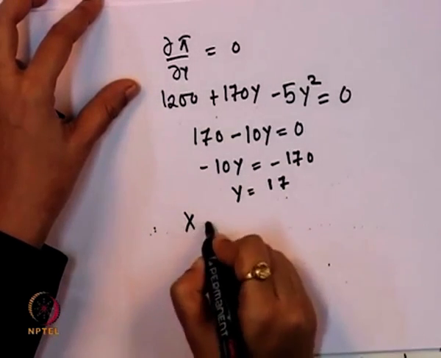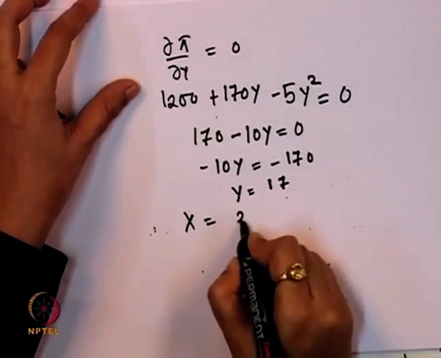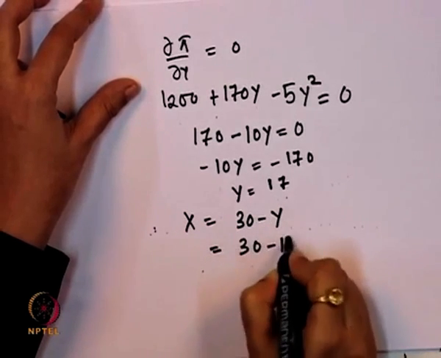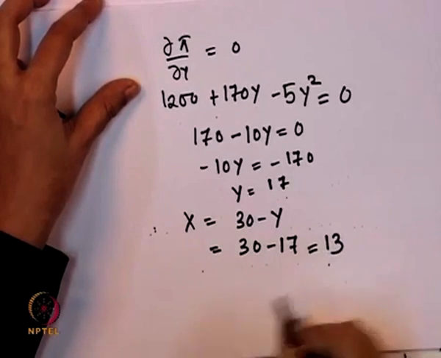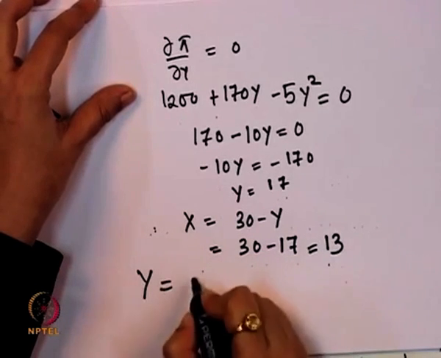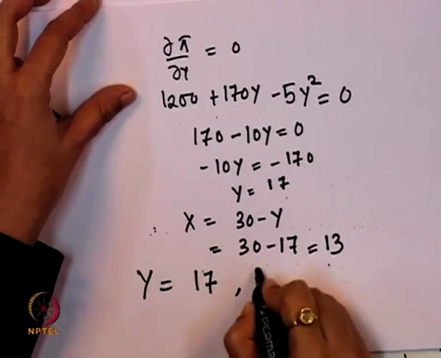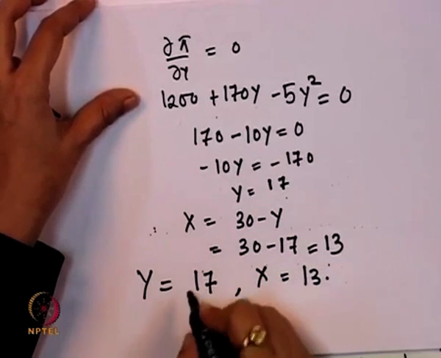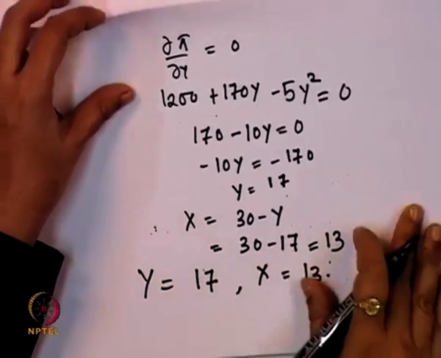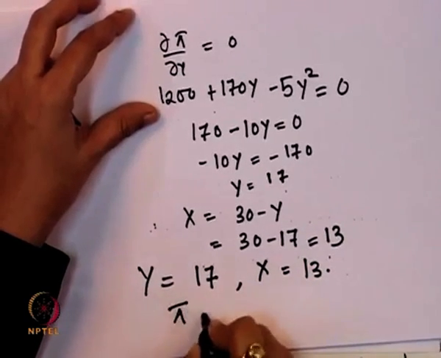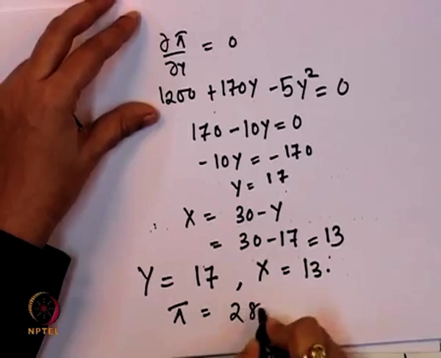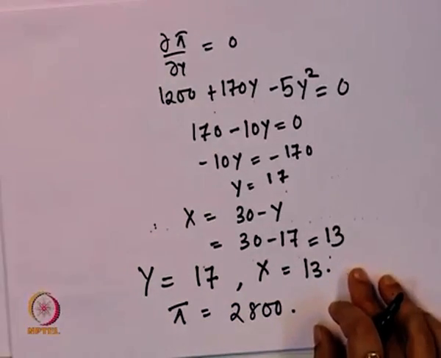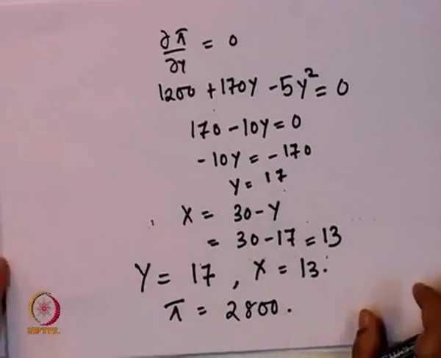Now what is our x? X is equal to 30 minus y. So this is equal to 30 minus 17, which is equal to 13. So we get a value of y which is equal to 17, and a value of x which is equal to 13. Now putting the value of y and x in our profit equation, we get a profit which is equal to 2800.